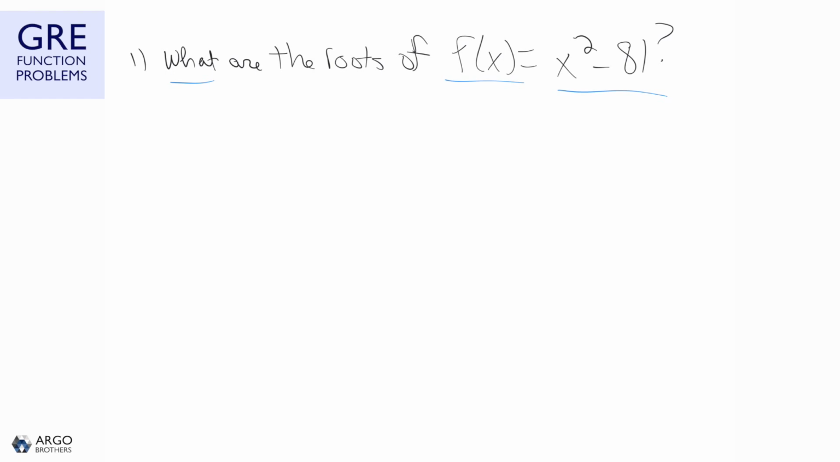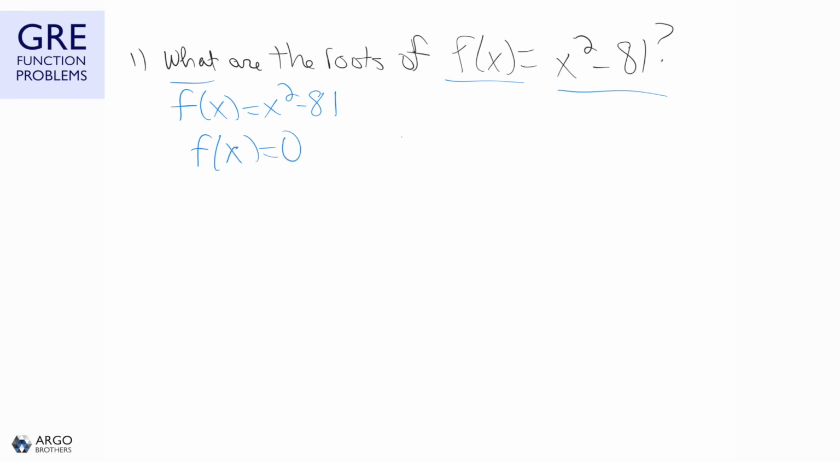Okay, so let's go over it. What are the roots of this function? So f of x equals x squared minus 81. When they say roots, remember what the quadratic roots were. It was the x value or x values that we would plug in to get 0. So in this case, we want the x values that make f of x equal to 0.